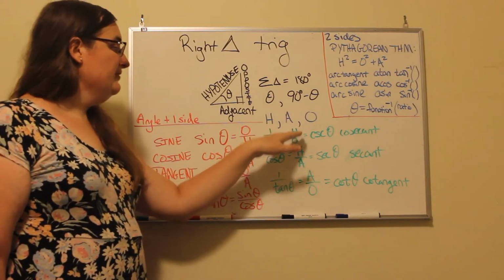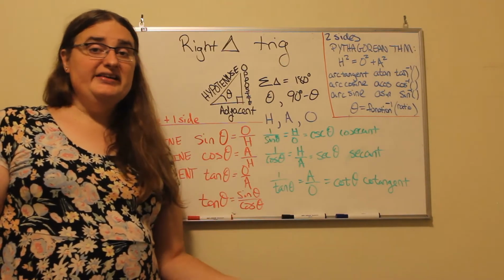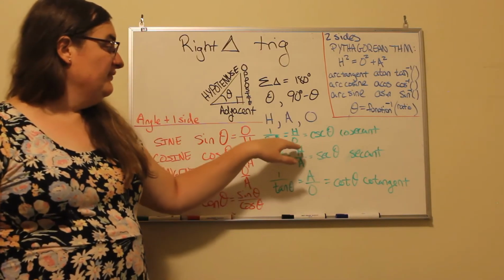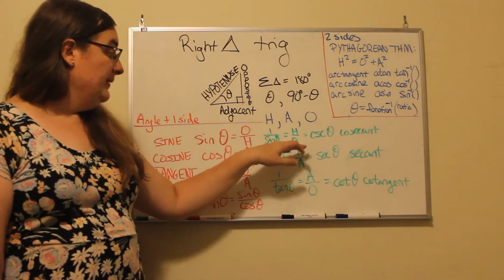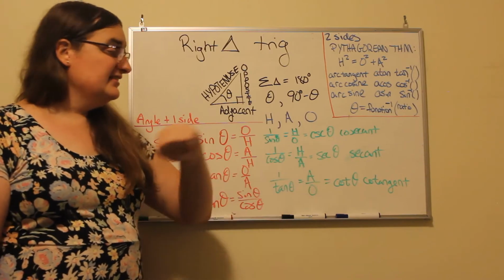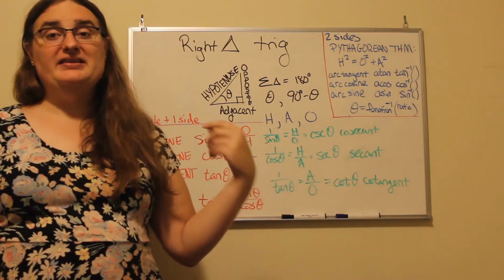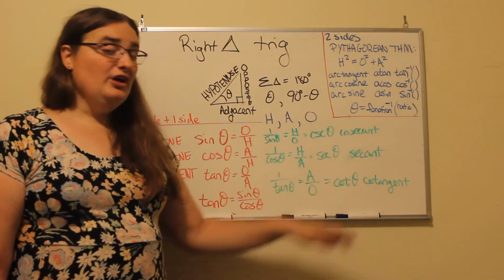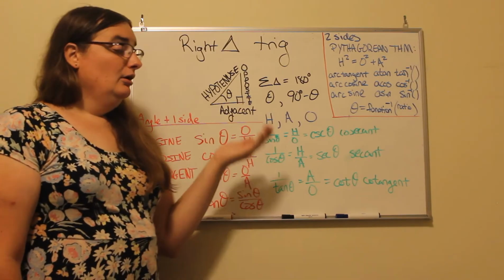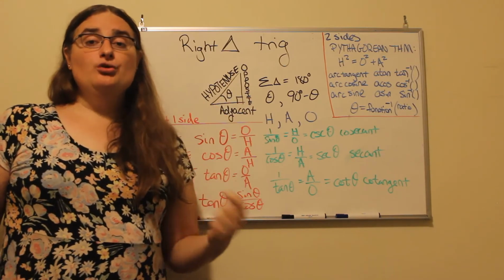Now, there are three other ways that you could write the ratios. You could have the hypotenuse divided by the opposite side, and that is 1 over the sine of theta, and 1 over the sine of theta we call the cosecant of theta, usually abbreviated CSC theta. The hypotenuse divided by the adjacent side is 1 over the cosine of theta, and that's the secant of theta. And 1 over the tangent is the adjacent side divided by the opposite side, which we call the cotangent of the angle theta.